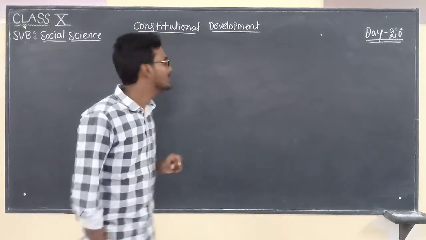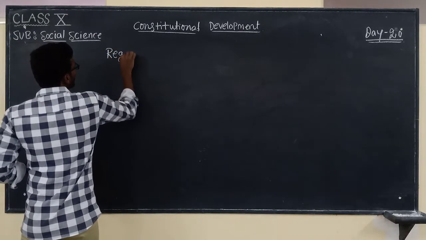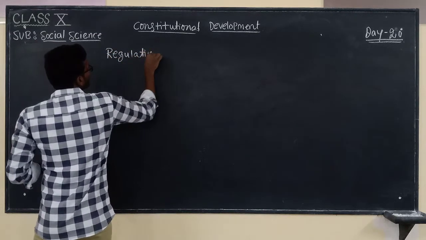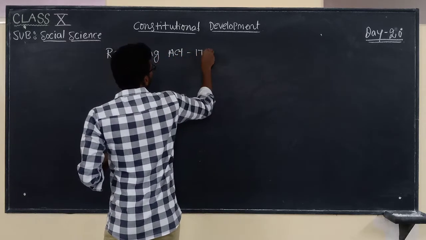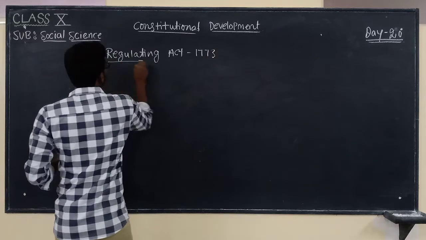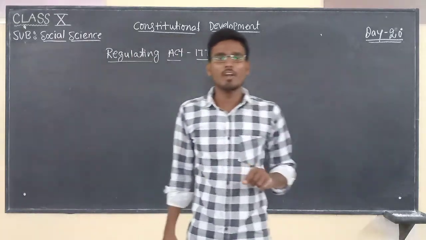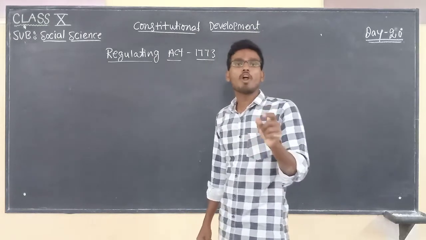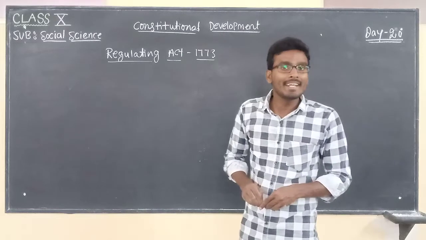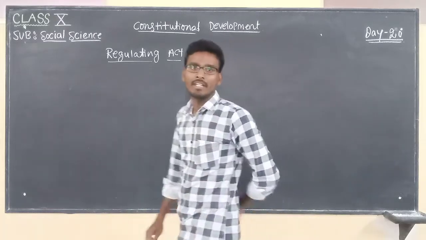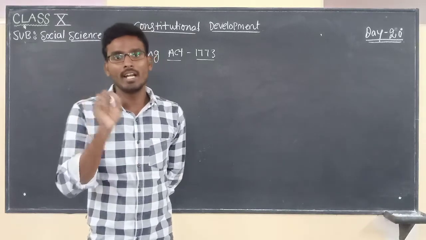The first one is the Regulating Act, 1773. The first reform. If a question asks which is the major constitutional reform brought by Britishers in India, it is nothing but the Regulating Act, 1773. Now, why was the Regulating Act implemented?